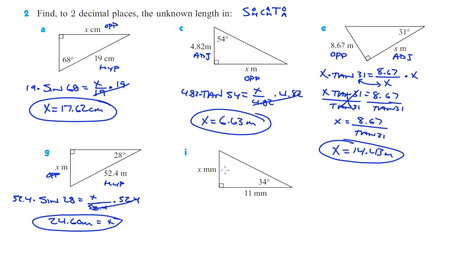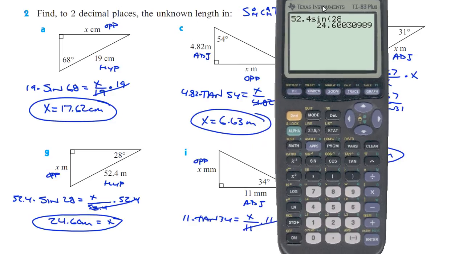All right, so let's try I here. Here's our angle. Across from that is the opposite, and this is the adjacent because that's the hypotenuse. So opposite and adjacent is tangent. So let's do tangent 34 equals opposite over adjacent, which is x over 11. So multiply both sides by 11 and we are in business. So we got 11 tangent 34 here.